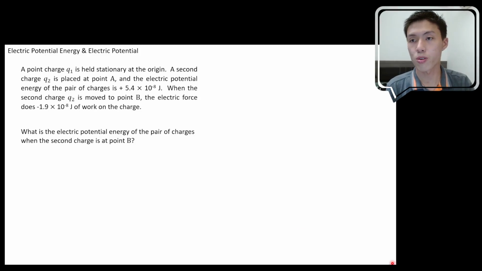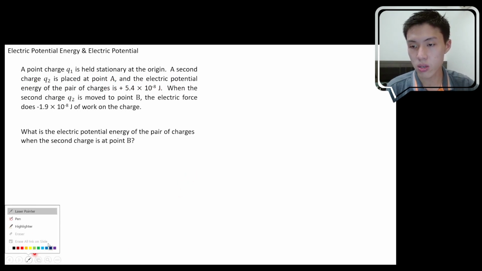Let's try to solve this problem here. A point charge Q1 is held stationary at the origin. A second charge Q2 is placed at point A, and the electric potential energy of the pair of charges is positive 5.4 times 10 to the power negative 8 joule. So let's try to illustrate the situation.